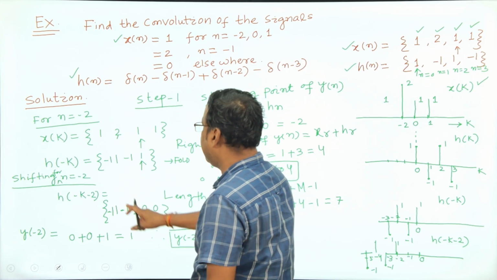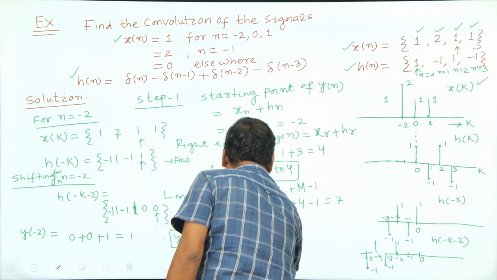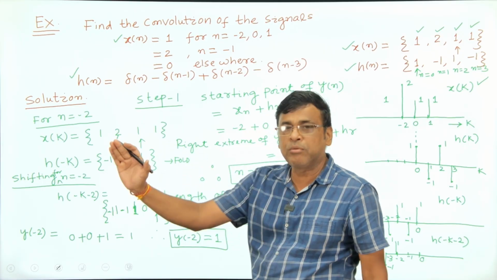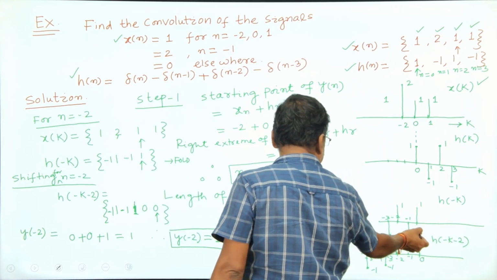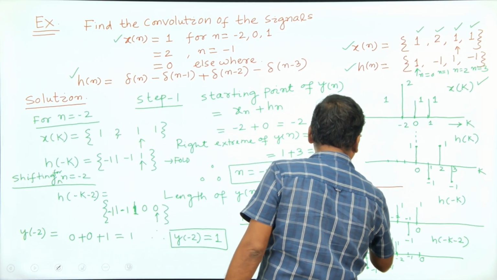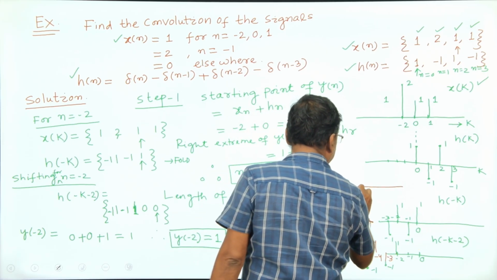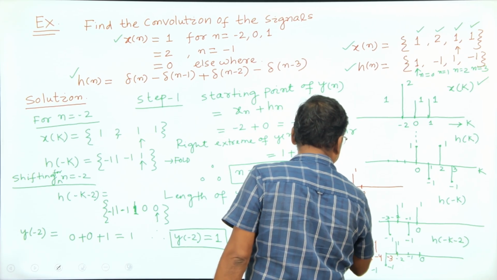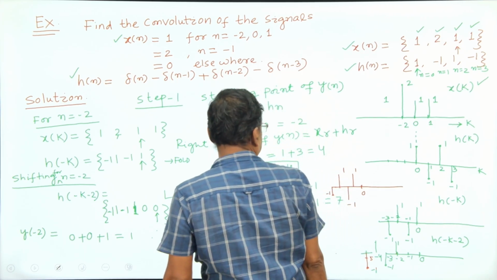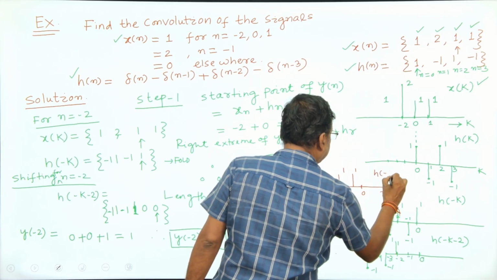Okay, similarly for n equal to minus 2, then come to n equal to minus 1. For n equal to minus 1, what happens here? The original sequence h of minus k, each sample of the sequence is shifted to the left by 1 unit, giving h of minus k minus 1. Here this is h of minus k minus 2, and h of minus k minus 1 is like this: this is your 0, then whatever comes to minus 1 here, 1, then here minus 1, 1, then minus 1. So every sample of the sequence is shifted to left by 1 unit to obtain h of minus k minus 1.